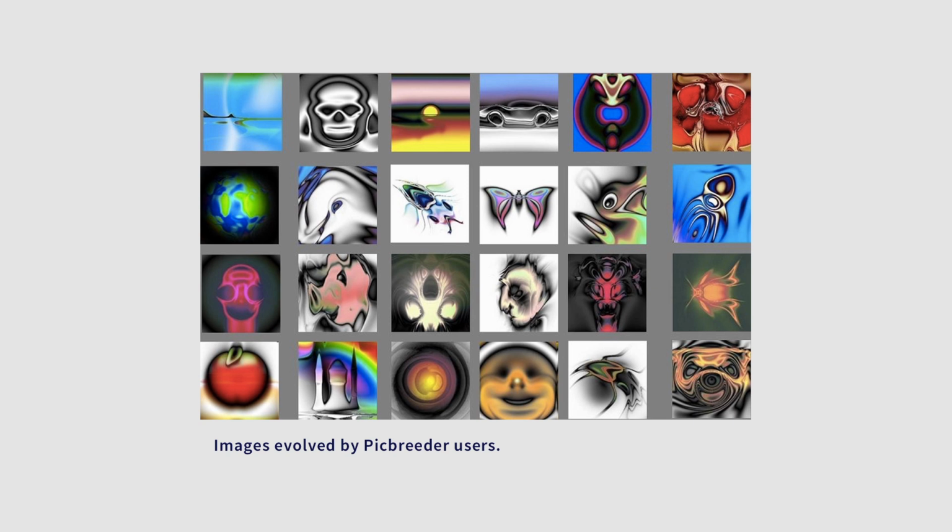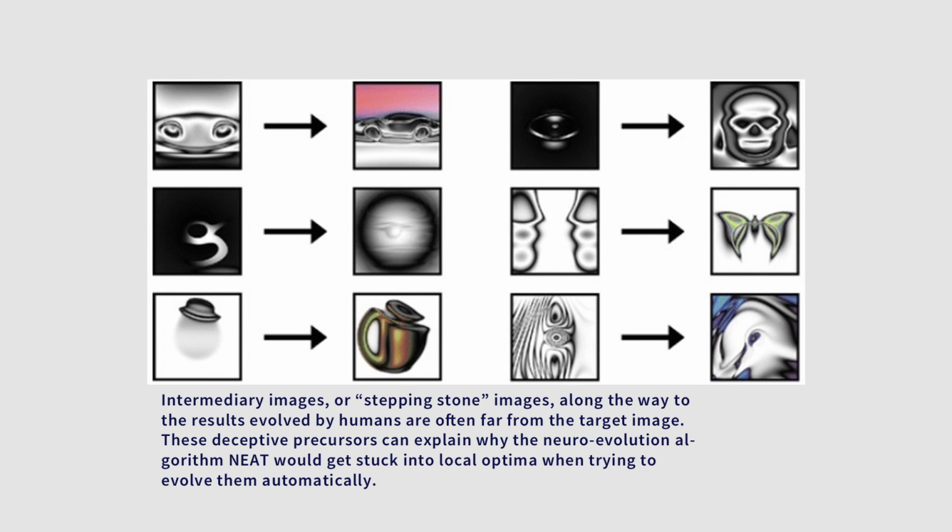Stanley and his team were surprised and went back to observe the phylogenetic trees of the images generated by humans. They realized that often, some intermediary images, or stepping stone images, along the way during the evolution were very far from the target image. The fact that these were not clearly on the road from the blank canvas to the target explained why NEAT would get stuck in local optima and fail to converge back to those images.